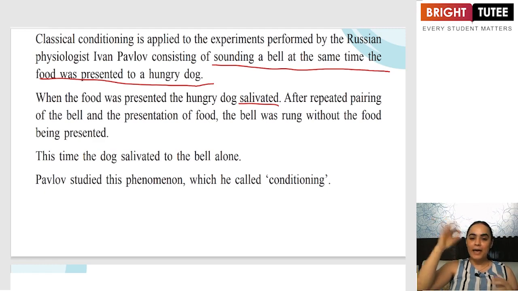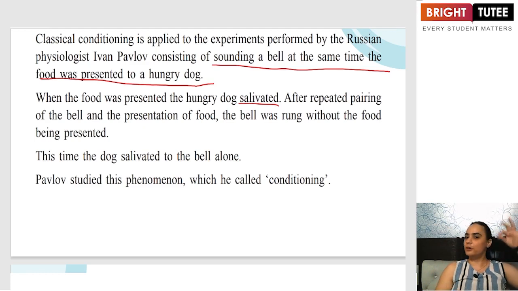Next, he combined the bell and food together. He rang the bell and immediately produced food in front of the dog. The dog salivated, and repeatedly the bell was rung, the food was offered. The bell was rung, the food was offered. What happened? The dog got conditioned in such a manner that whenever the bell rang, food was going to be offered to him, and he started salivating.